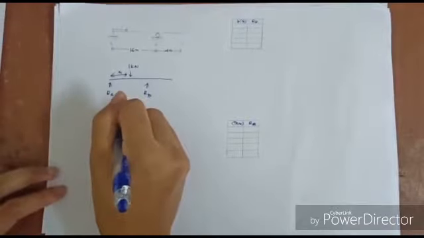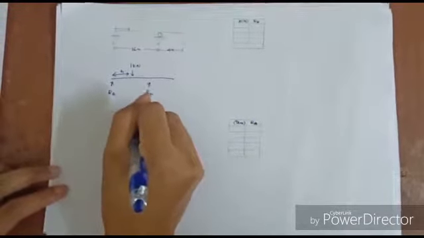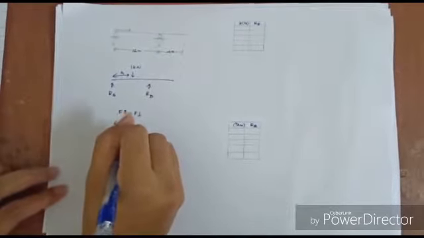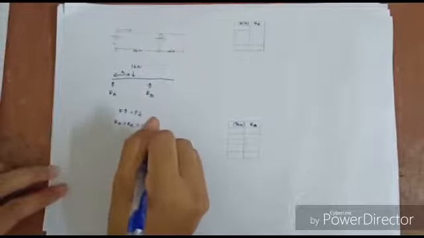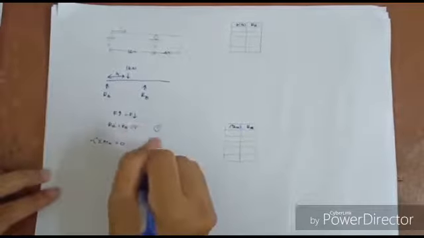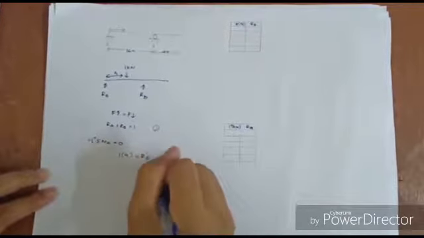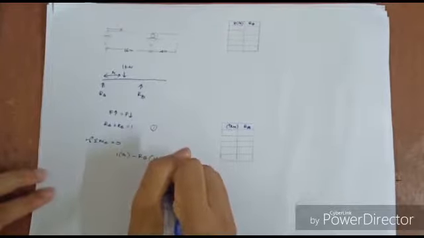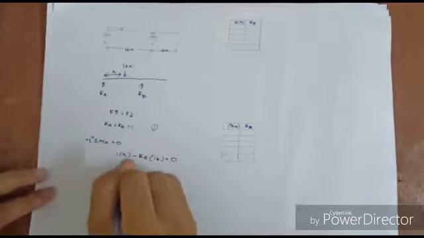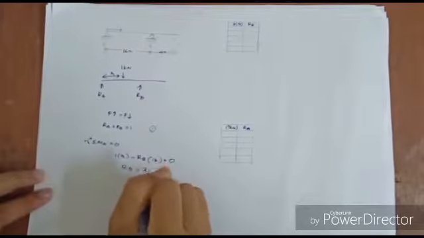Find the value of the forces like this. F upward equals F downward, so RA plus RB equals 1. This is equation number 1. Next, moment at A equals 0, so 1 times X equals RB times 16. So RB equals X over 16.